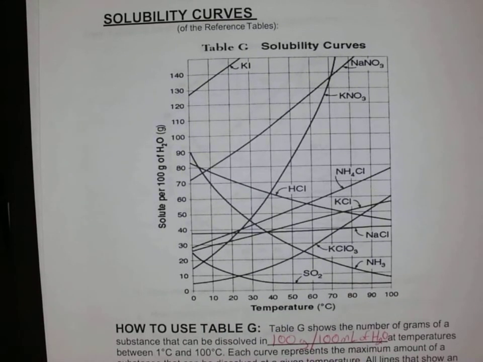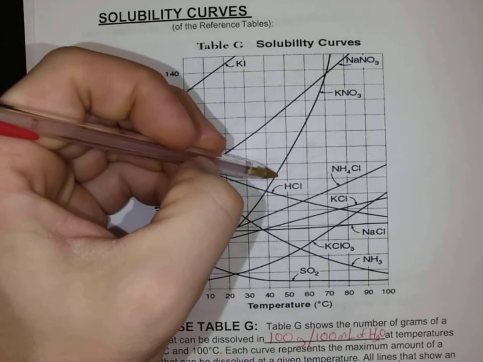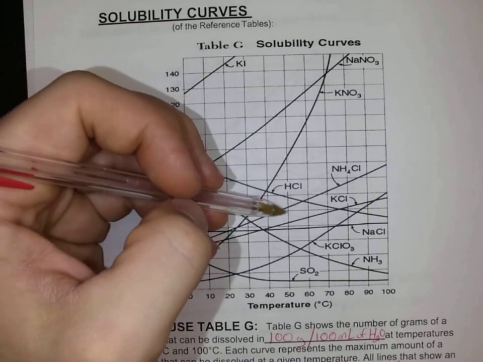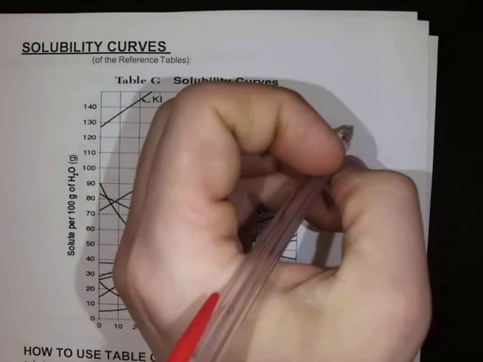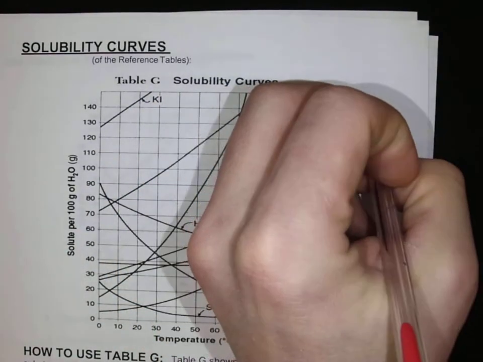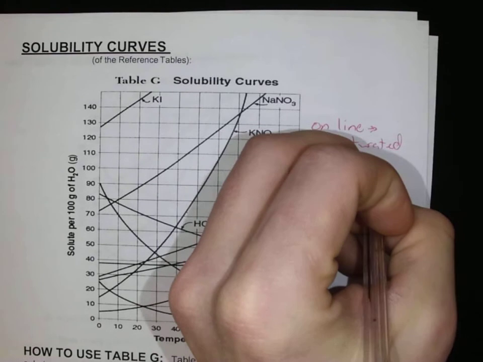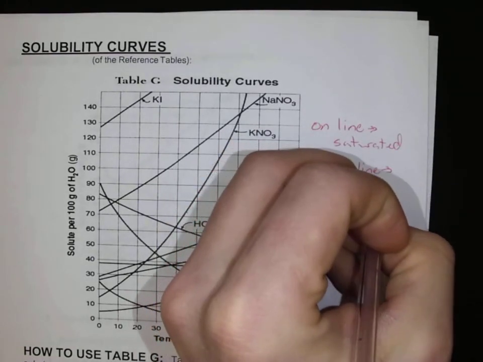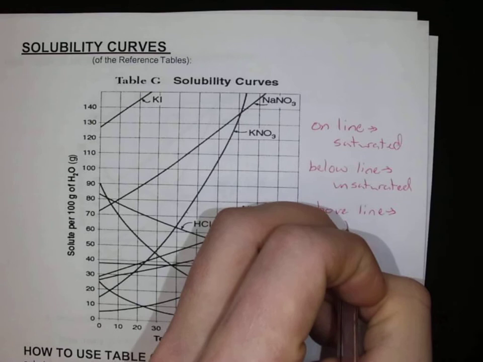Each curve represents the maximum amount of a substance that can be dissolved at a given temperature. All lines that show an increase in solubility as temperature increases represent solids. The lines for gases slope downward. Right on that line is our saturated solution. If we are below that line, we are unsaturated, and if we are above that line, we are supersaturated. So: on the line, saturated; below the line, unsaturated; and above the line, supersaturated.